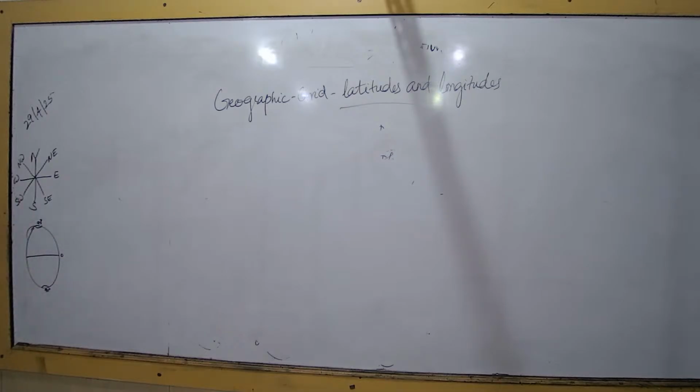Now, with the help of this 0 degree line, the Earth is divided into two parts, the northern hemisphere and the southern hemisphere. Got it? The part in the north of the equator is the northern hemisphere. The part in the south of the equator is the southern hemisphere. Did you get all this?